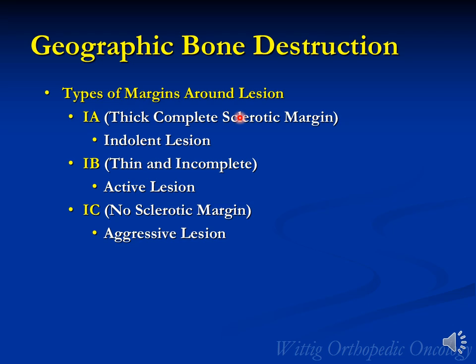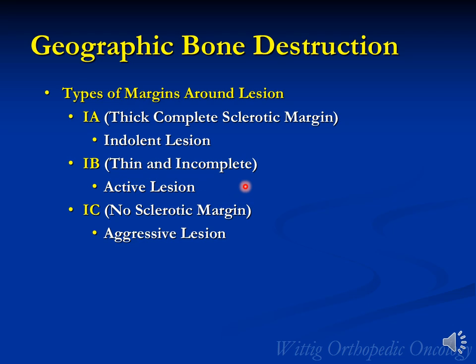They're important to note because they may help you determine the type of treatment for the patient. So a 1A margin consists of a thick, complete sclerotic margin around the tumor. This indicates an indolent lesion or extremely slow growing, such as a non-ossifying fibroma.